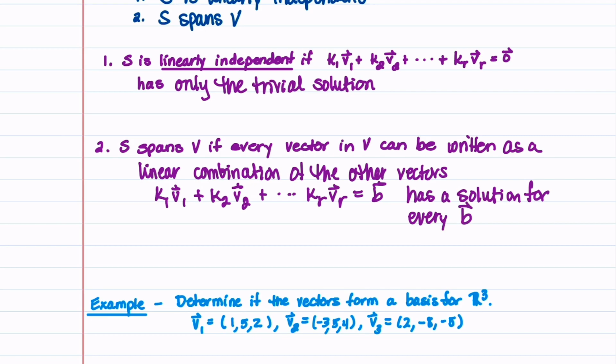To see if both of these requirements are satisfied, we have to form a matrix A made up of our vectors v1, v2, all the way up through vr, and we have to take that matrix and put it in echelon form, and then see if every column has a pivot.